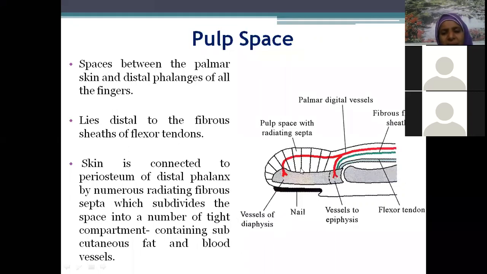So, spaces between palmar skin and distal phalanx, distal, 1, 2, 3, 4, 5, distal phalanx only, of all the fingers. It lies distal to the fibrous sheaths of flexor tendons. Now skin is connected to periosteum of distal phalanx. I already told you, this is skin, this is periosteum, and these black lines are nothing but the septa, which are extending from the skin to the periosteum of the bone, which divides this into a number of tight compartments, where you have a lot of subcutaneous fat and blood vessels.